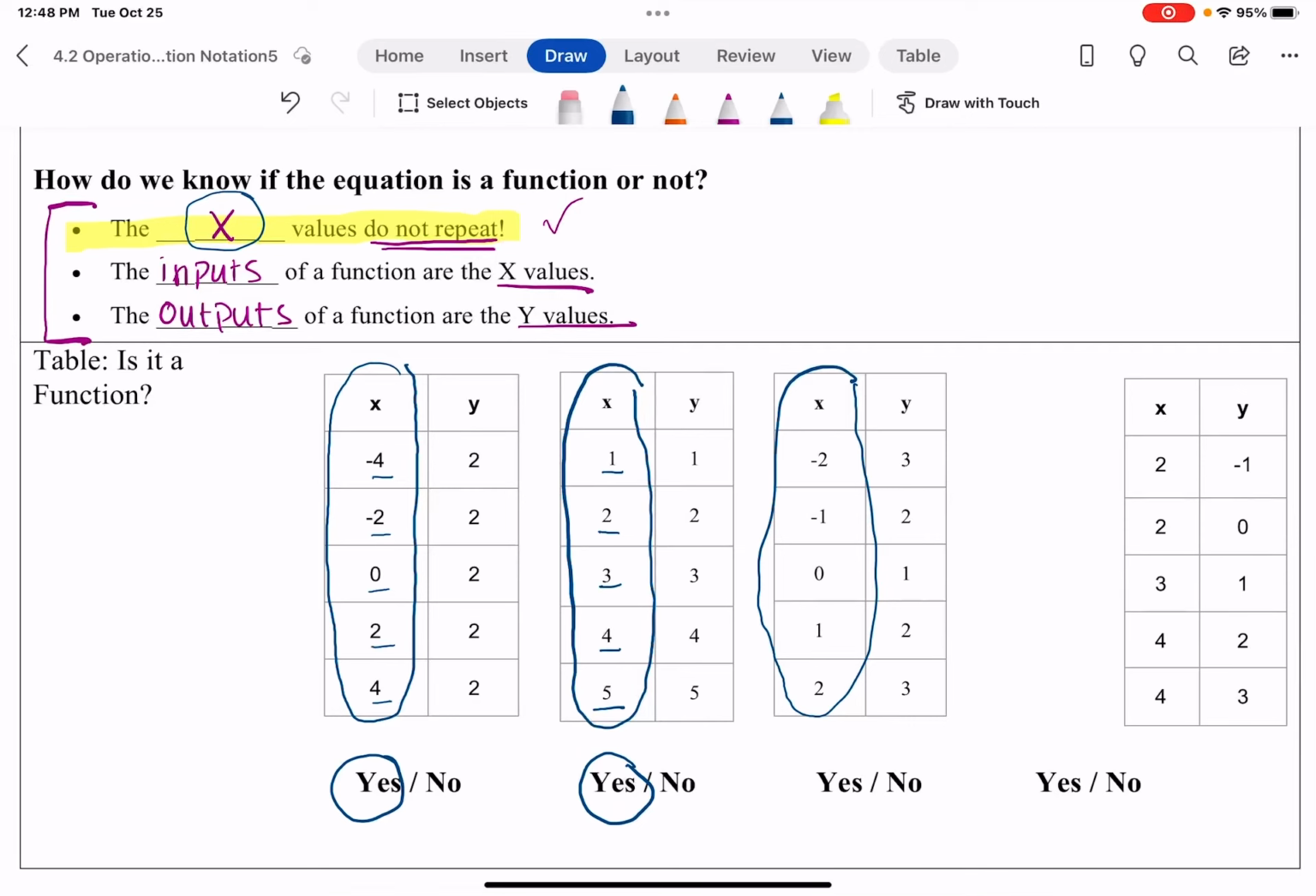Okay, so hopefully you looked at these. And if I look at this x value, I have -2, -1, 0, 1, 2. Those are all different. So yes, this is a function.